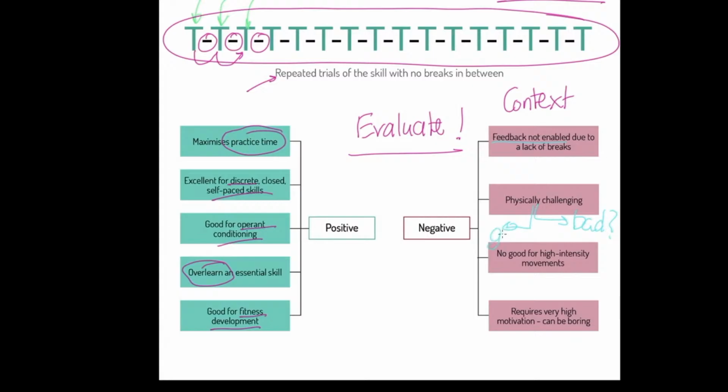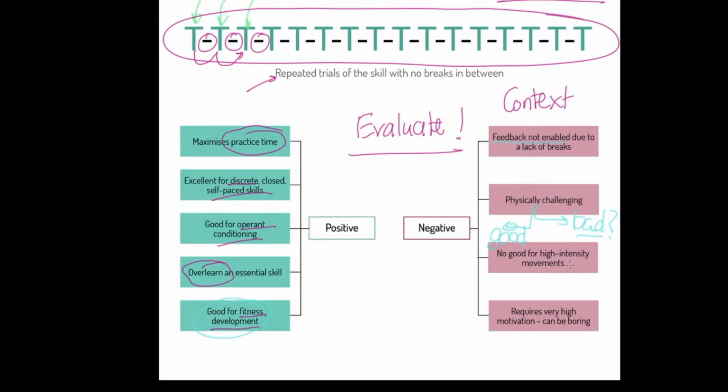We've already said it depends who your group is. So if I've put 3 O's in there. If you're working with novices, or your question is asking about someone who's recovering from injury, then of course this is going to be a bad way of doing it. If you're working with elite performers, this could actually be quite positive, coming back to that fitness development point.